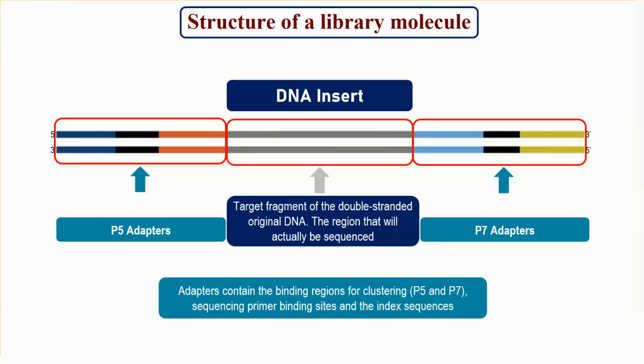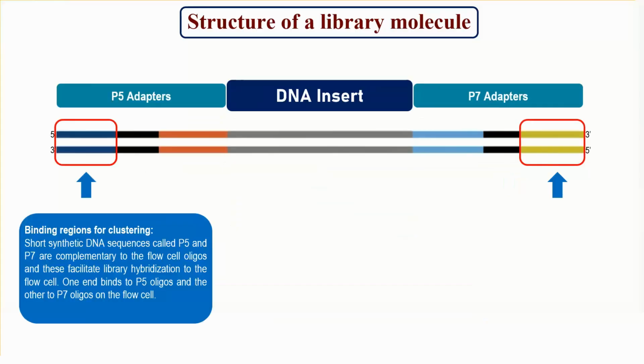These adapters contain the binding regions for clustering, that is P5 and P7, sequencing primer binding sites, and the index sequences. As we said, these adapters include the binding regions for clustering, short synthetic DNA sequences called P5 and P7, which are complementary to the flow cell oligos, and these facilitate library hybridization to the flow cell.